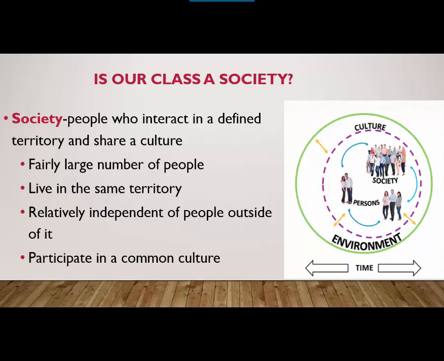You know, we don't necessarily make our own food. We don't regulate our own trade. We would not have the capabilities to be self-sustaining. So we are part of the larger American society, and therefore we do participate in a common culture, but we ourselves do not have a class society and a class culture.